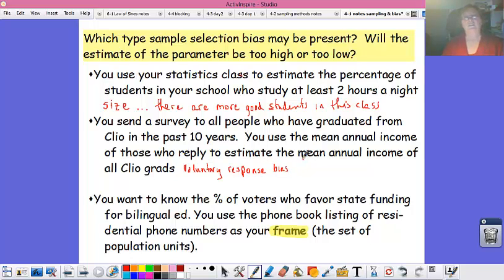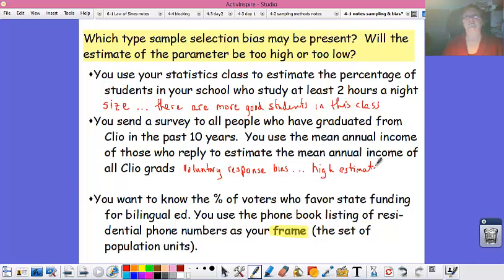And as far as how it would estimate the mean, I would guess, and this is just my opinion, that it would estimate it high, because people who make money will want to tell you about it. So that's my opinion again. I think it would make a high estimate.